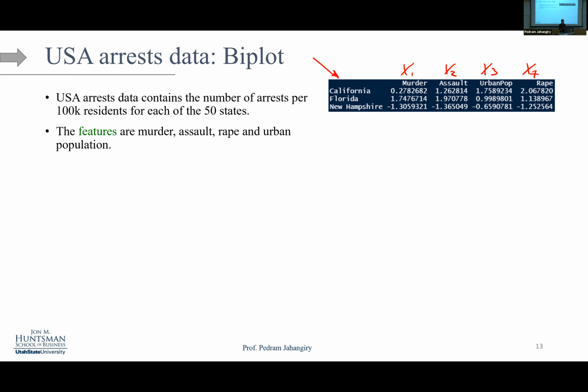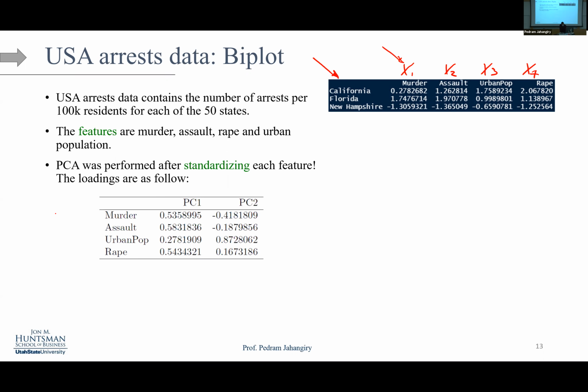Without knowing anything about the data, right? When I say without knowing anything, I mean numerically. Visually, we are looking at the data. So PCA was performed after standardization of each feature. We standardize the features, and we apply the PCA, and the loadings are as follows. So what are the PC1, PC2?